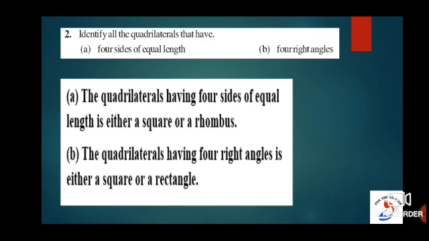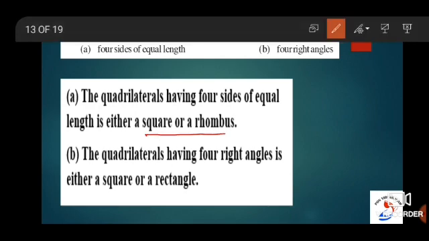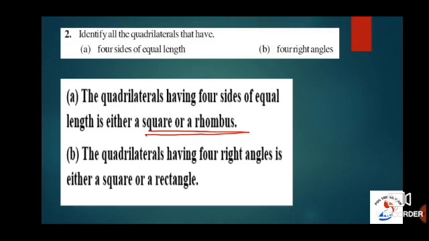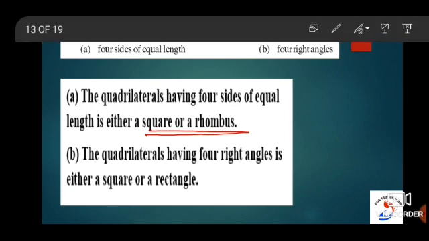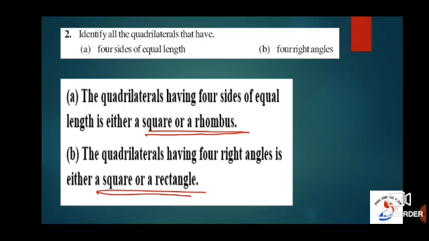Question number 2 of exercise 3.4. Identify all the quadrilaterals that have subdivision A, 4 sides of equal length, subdivision B, 4 right angles. For option A, the quadrilateral which has 4 sides of equal length can be either a square or rhombus, because for both square and a rhombus all the sides are equal. Now 4 right angles, again both your square and rectangle will have all the 4 as right angles. So 4 right angles, the answer is it can be either square or rectangle. 4 sides of equal length, it can be either square or rhombus.